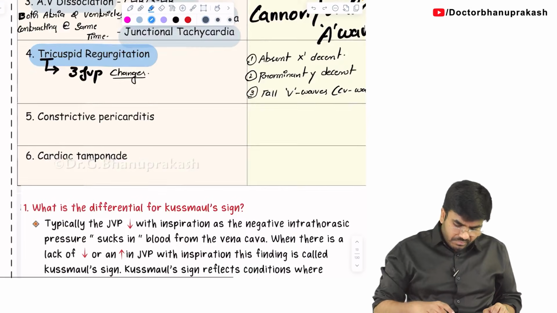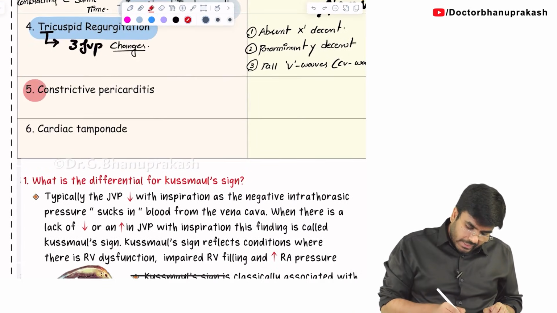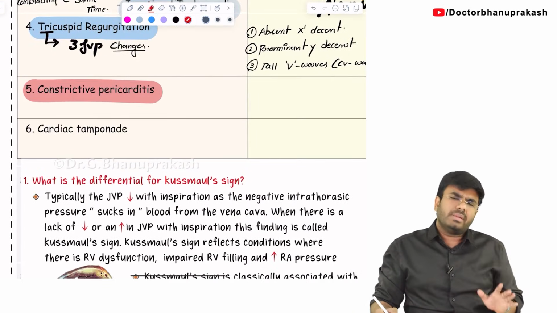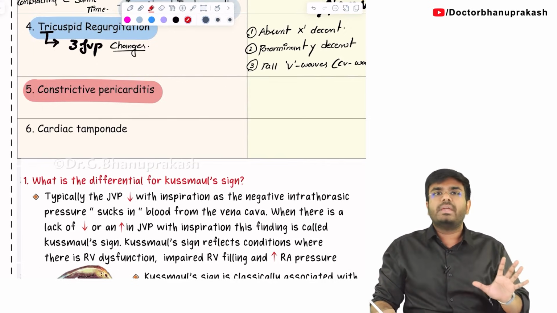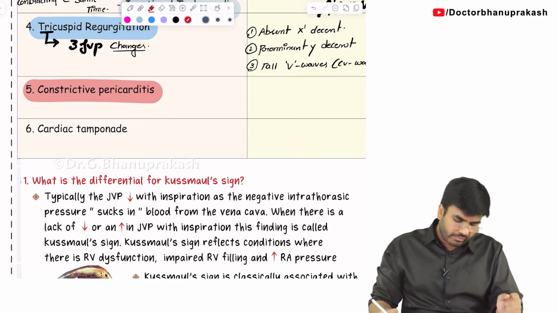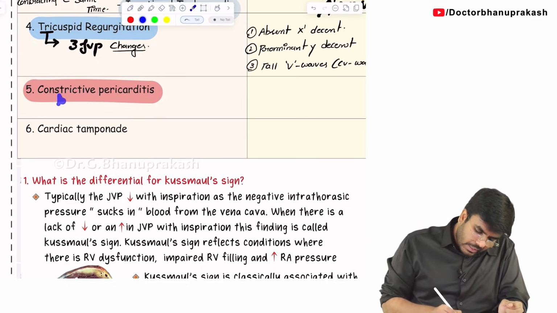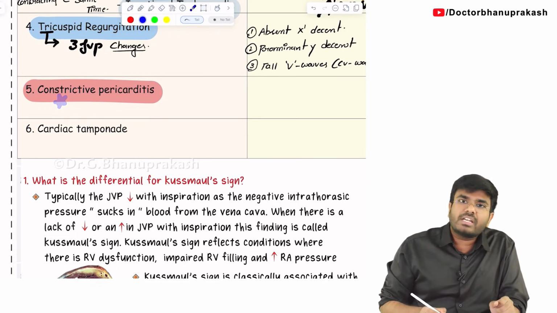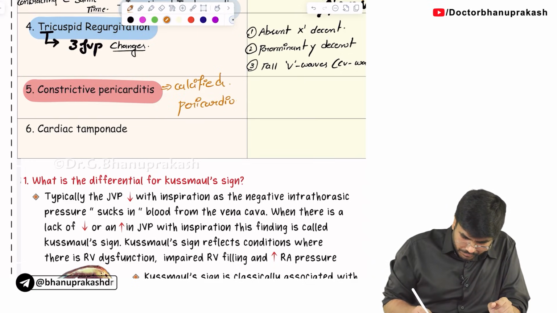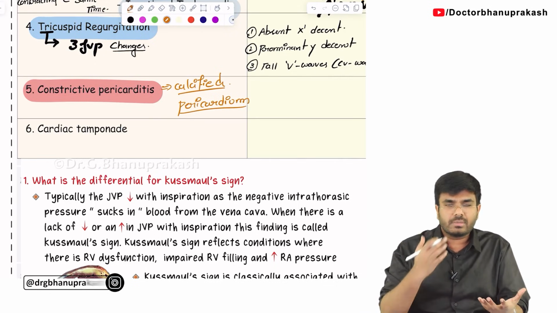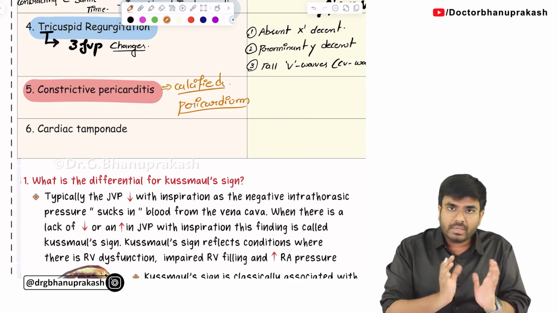Okay, that's the concept. Next, constrictive pericarditis. So this is very simple. I am not going to explain everything about constrictive pericarditis. Simple integration of normal JVP and abnormal JVP waveforms in a patient suffering with constrictive pericarditis. Constrictive pericarditis means what? Calcified pericardium. The pericardium is totally calcified, maybe because of some infection, maybe TB pericarditis, some reason.